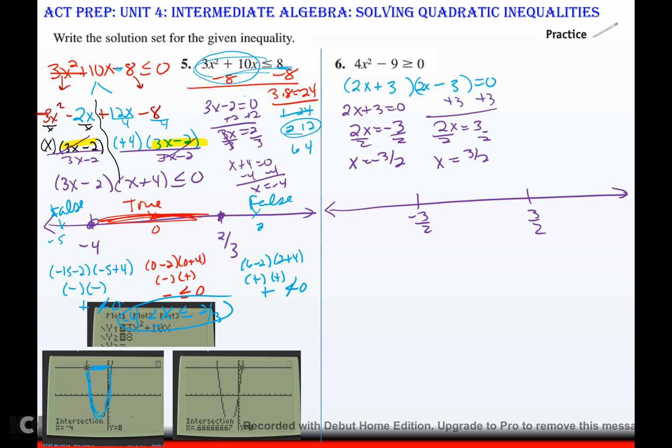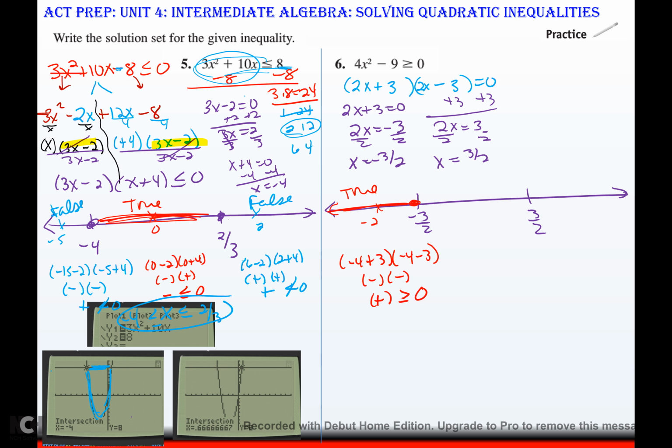Alright, so now let's test. Like I said, -3/2 is -1.5, so I think I'll pick -2. If I plug those in, 2 times -2 would be -4 plus 3. 2 times -2 would be -4 minus 3. That's going to be a negative, that's going to be a negative, which is a positive, which is always greater than 0. So this is true. And I'm including.